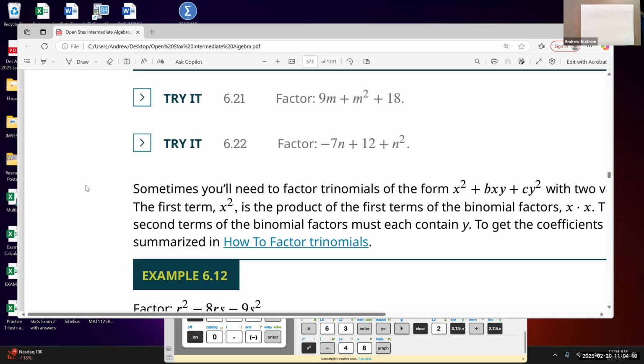So looking at these two, rearrange them: n squared minus 7n plus 12, m squared plus 9m plus 18. Make it easy. Plug them into the formula, and we'll go from there.